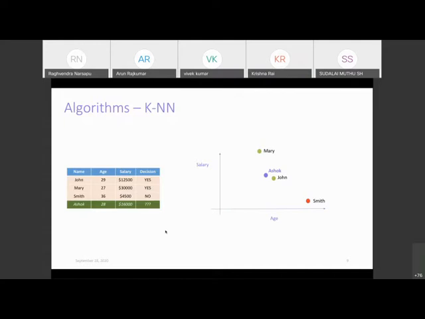Basically, it's going to do as follows. It's going to think of each of these features, age is a feature, salary is a feature, as one axis. So this is the age axis, and here is the salary axis. And now each person is going to become a point.